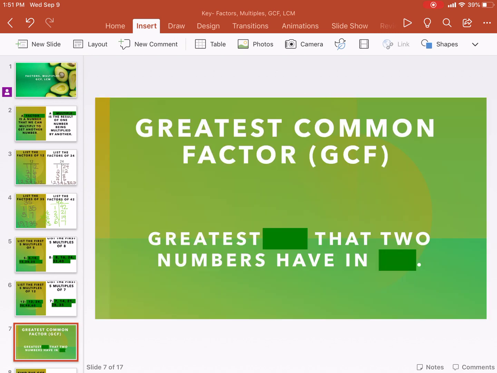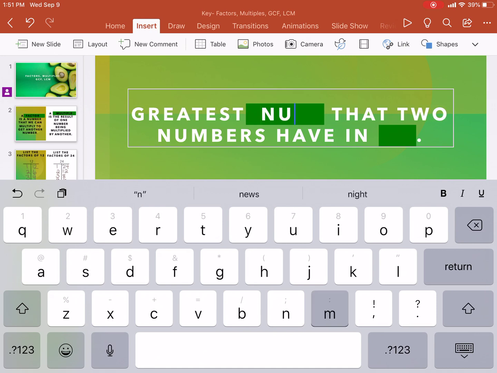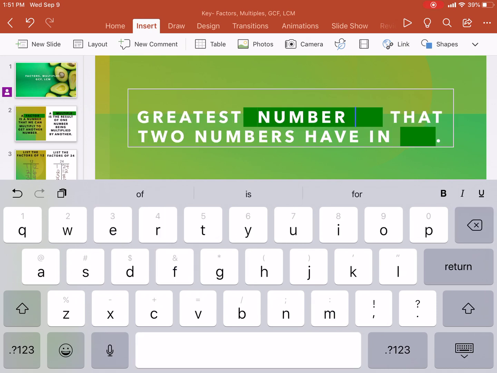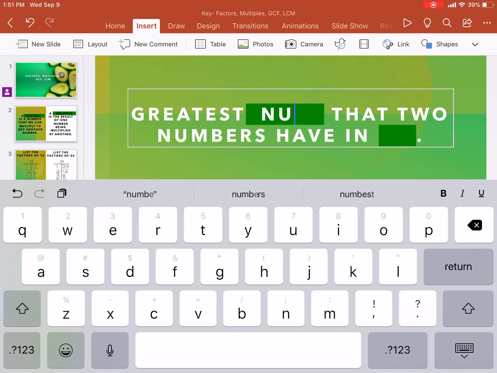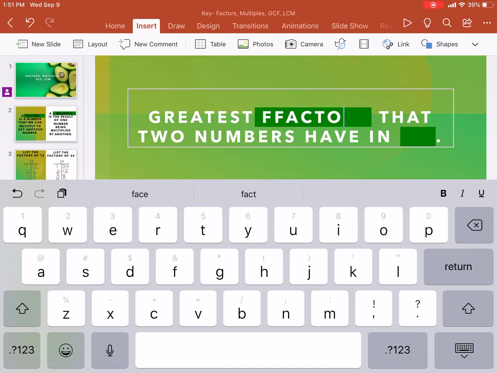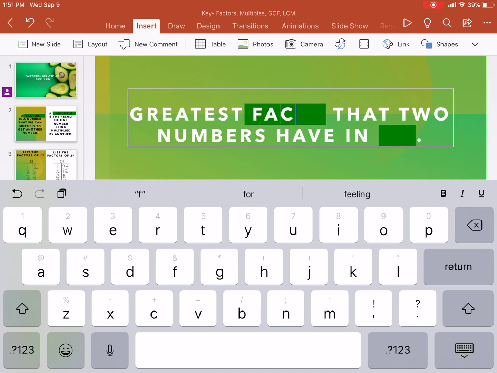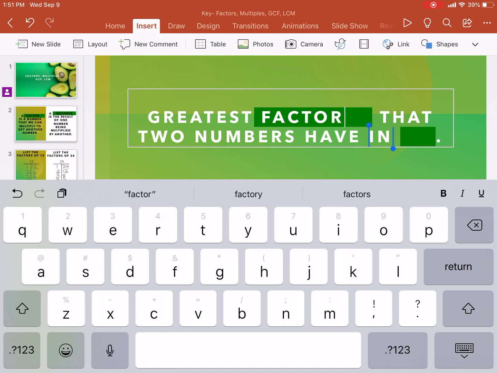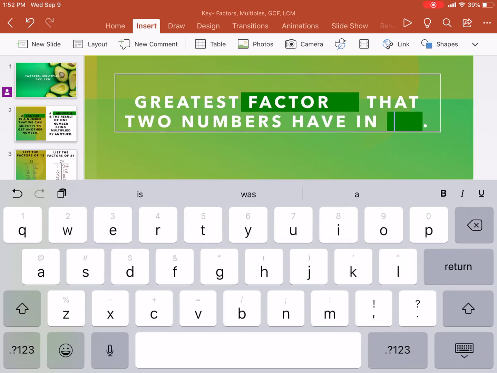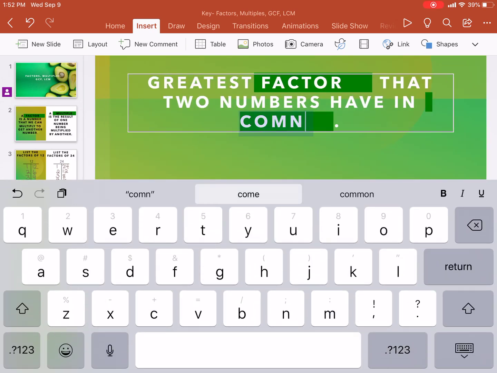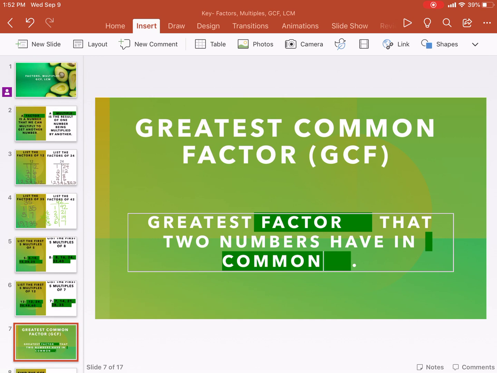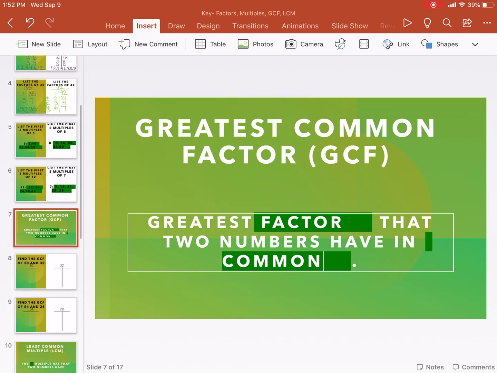So the next part we're going to do is called the greatest common factor. It is the greatest number that two numbers have in common. It's the biggest number that they both have.